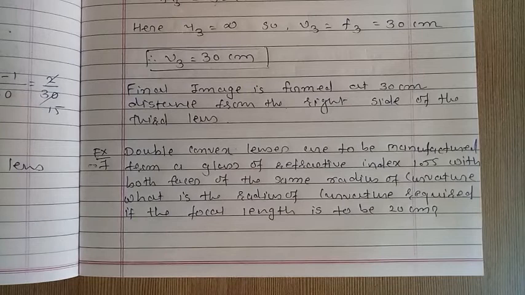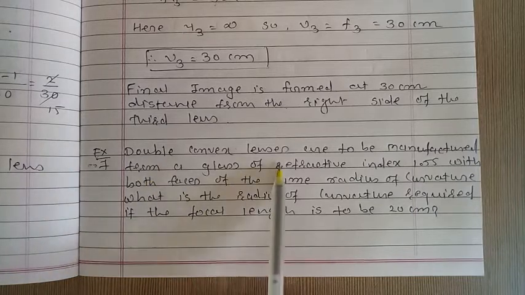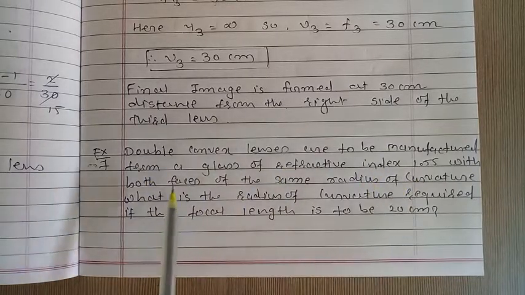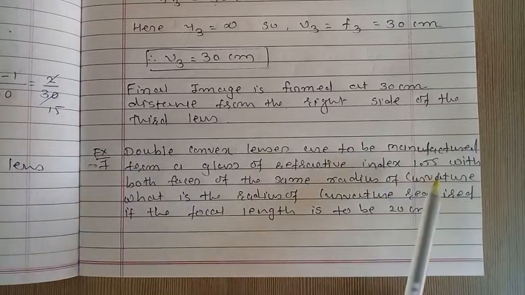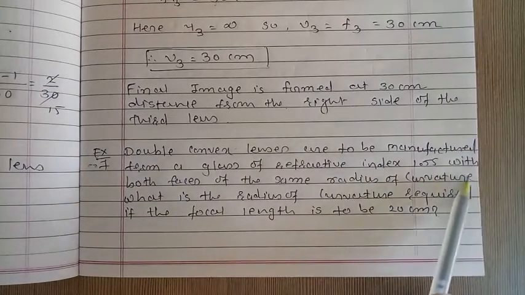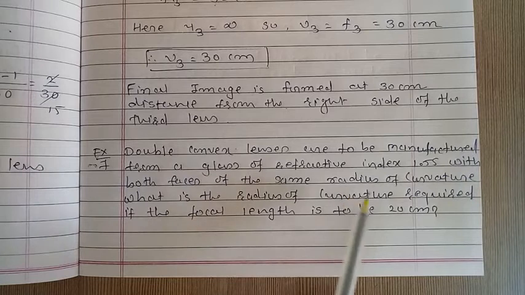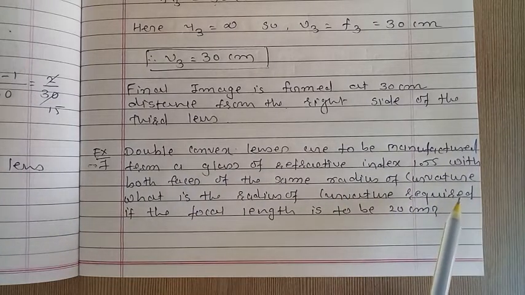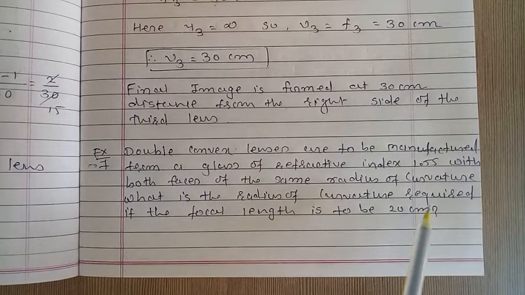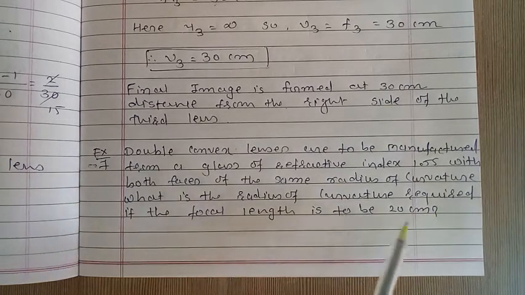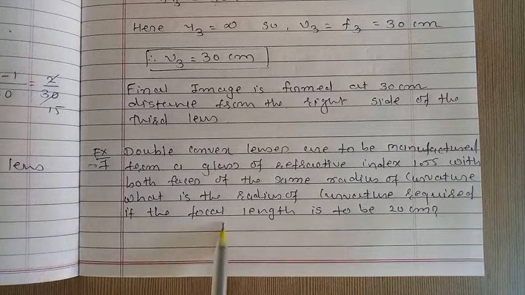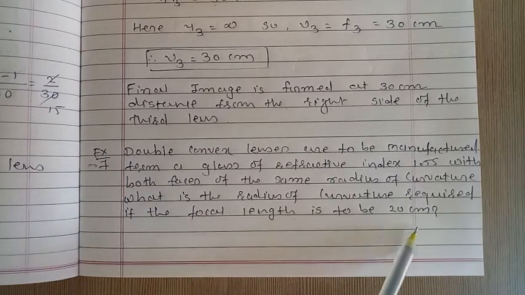Okay, now our second example, example number 7. Double convex lenses are to be manufactured from a glass of refractive index 1.55 with both faces of the same radius of curvature. So here the radius of curvature is the same for the double convex lens. Then what is the radius of curvature required if the focal length is to be 20 centimeter, right?